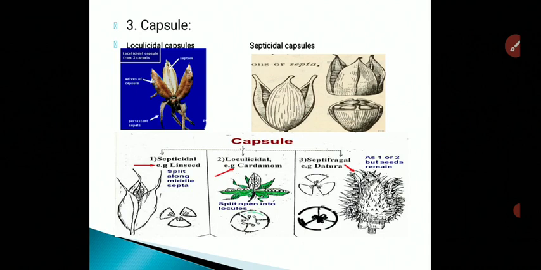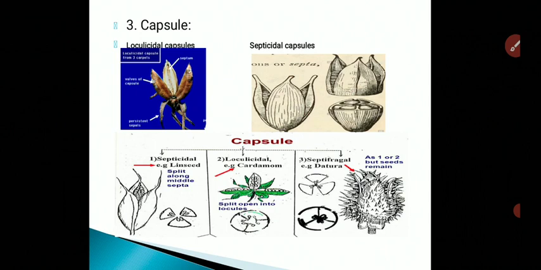Let's see what is meant by septicidal, loculicidal and septifragal. First of all, septicidal. These fruits dehisce longitudinally along the septa so that the chambers or lobes of the fruit get separated without exposing the seeds. The fruits which open up at maturity but do not expose seeds, in such a way, are called septicidal capsules.